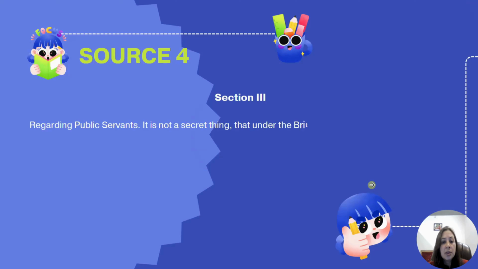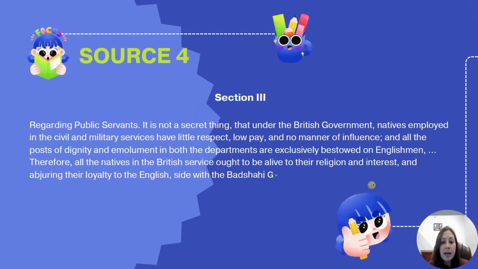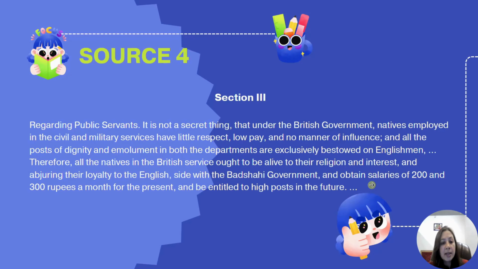Now moving on to the next source regarding public servants. Why did the public servants want to be a part of this rebellion? It was that they were disrespected. They were considered subordinate to the Britishers. They were paid very low, right? So you can come to the third line from the bottom.